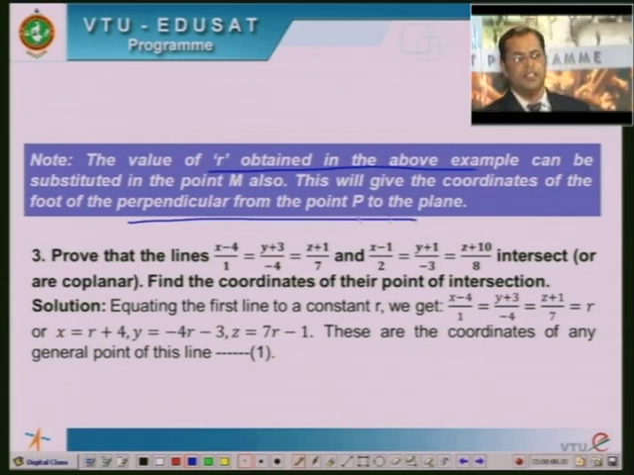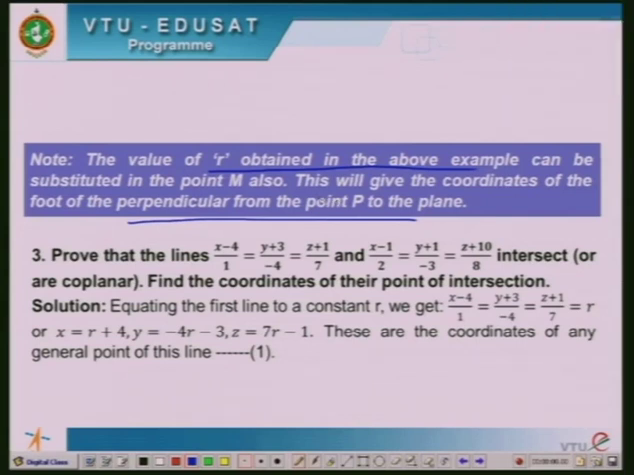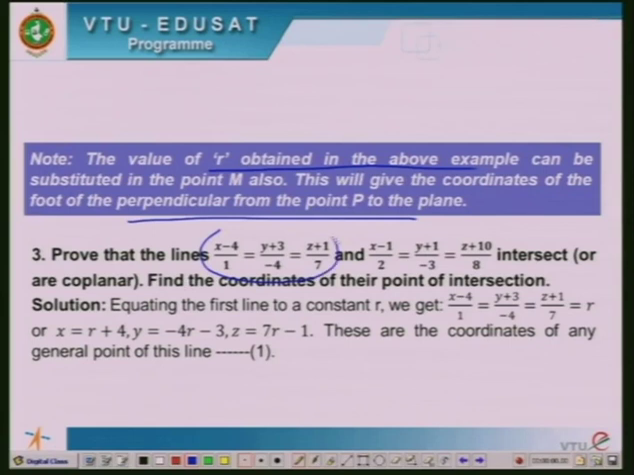In one of our previous sessions, we have discussed coplanarity of lines. What is the condition for two lines to lie in a common plane? So, the next example is related to that. Prove that the lines (x minus 4) by 1 equal to (y plus 3) by minus 4 equal to (z plus 1) by 7 and (x minus 1) by 2 equal to (y plus 1) by 3 equal to (z plus 10) by 8 intersect or are coplanar. Let me remind you, friends, if two lines intersect, they obviously intersect in the same plane. So, the concept of two lines intersecting is the same as the concept of two lines being coplanar. And find the coordinates of the point of intersection.